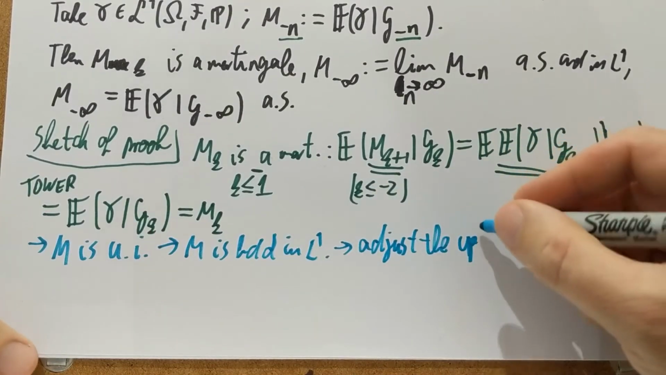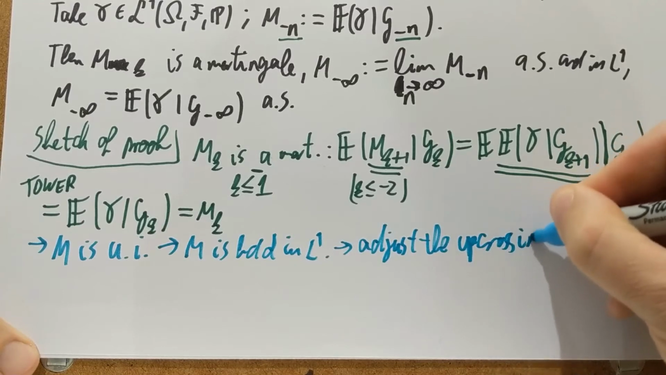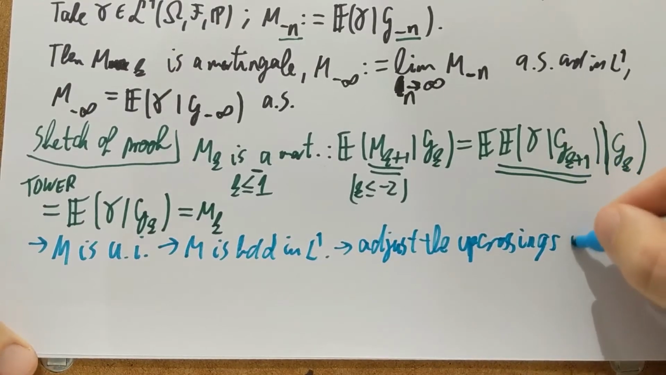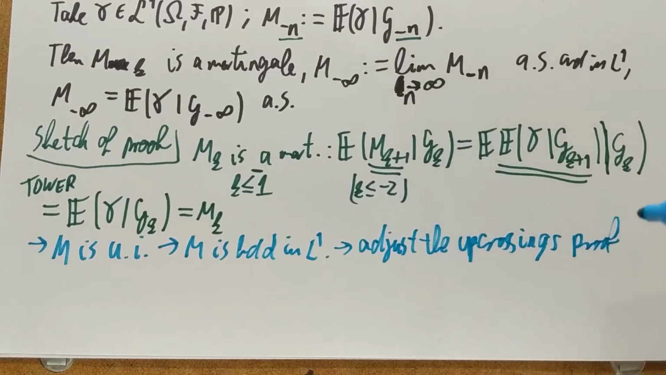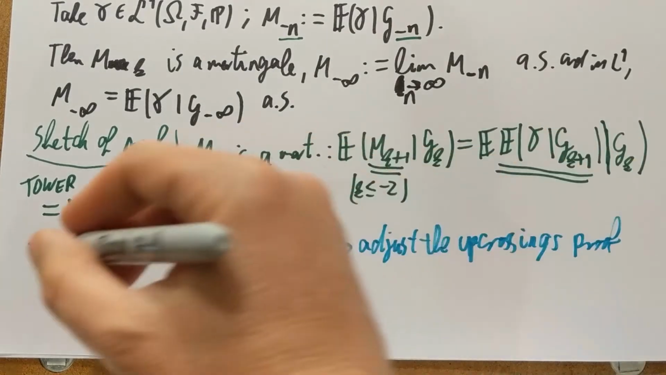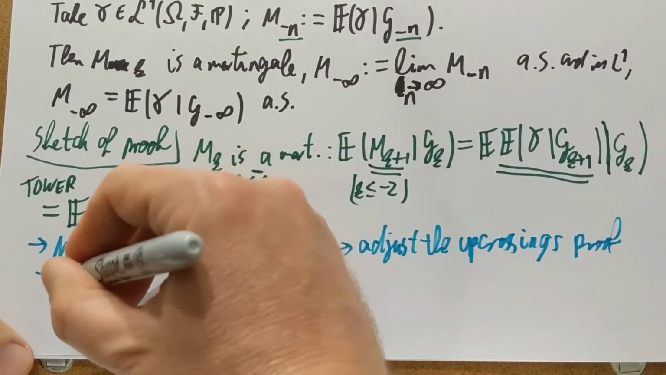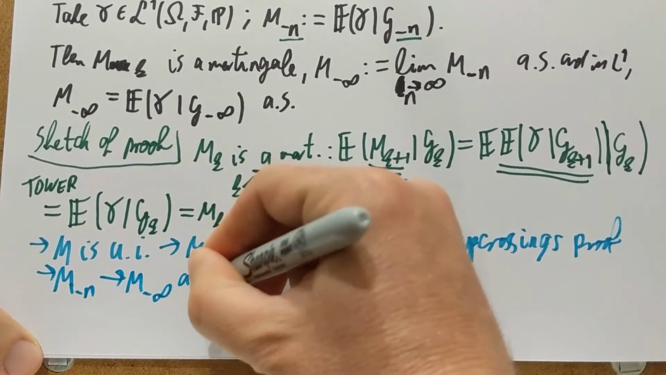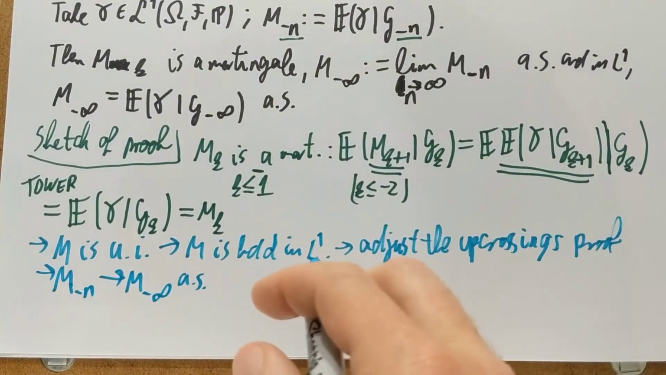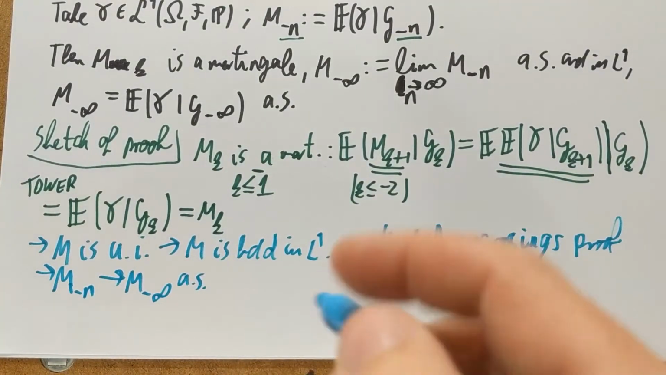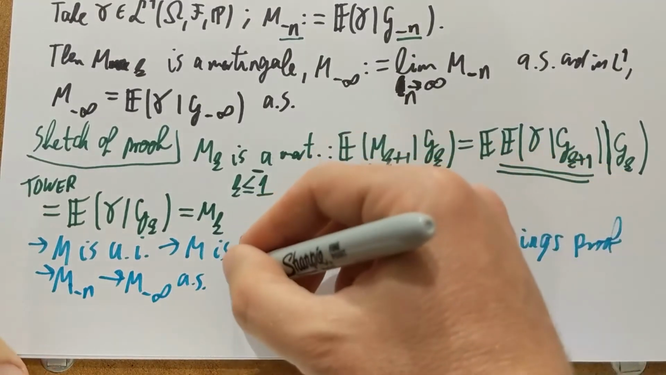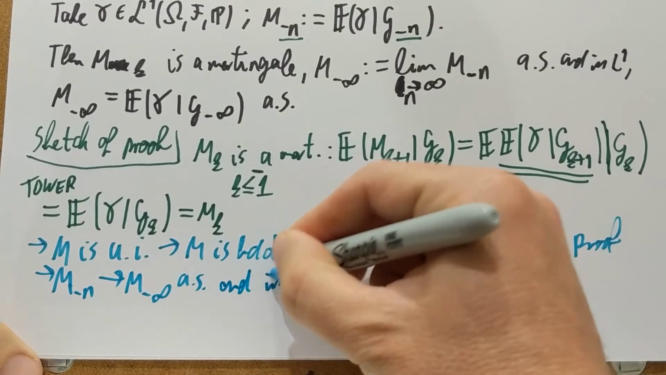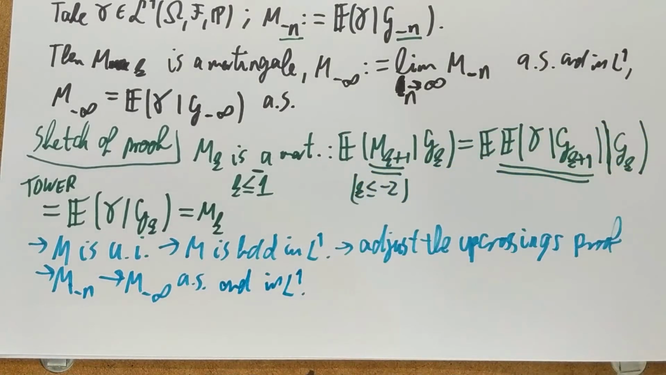I'm not going to detail this. There was this proof using the upcrossings, and that will show convergence almost surely. So M_{-n} converges to some limit M_{-infinity} almost surely. Combine that with uniform integrability, and you get convergence in L1. Okay, so this is not detailed here, but it follows the procedures we already saw.